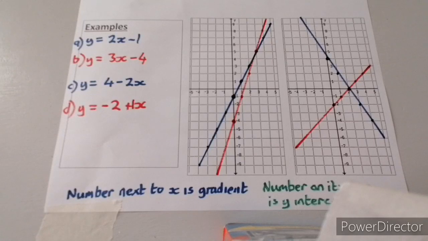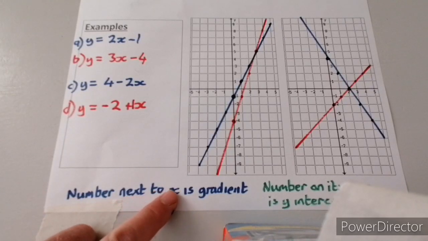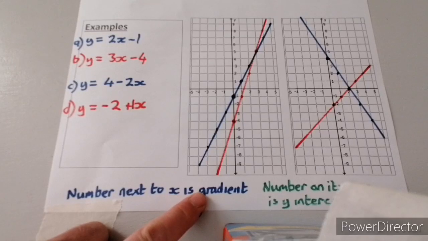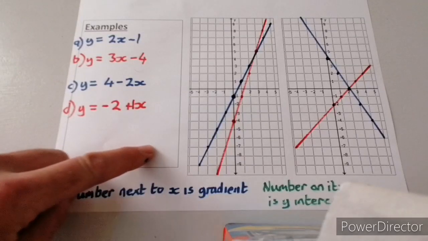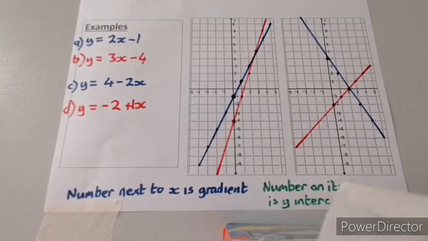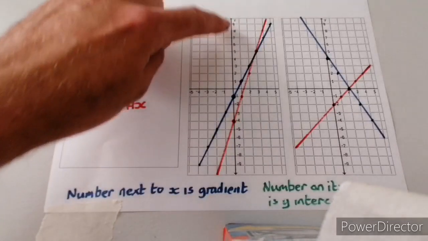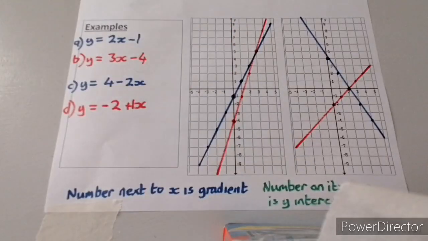So that's 4 equations of a line done in about 3 minutes. It's much, much quicker than using a table of values, and it relies on your understanding that the number next to the x is always the gradient, what happens when I take one step to the right, and the number on its own is always the y-intercept, where it crosses the y-axis. Now have a go at some of the practice questions. Thanks.